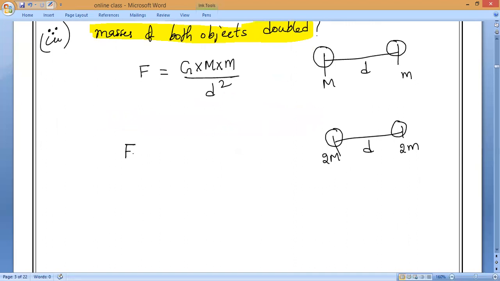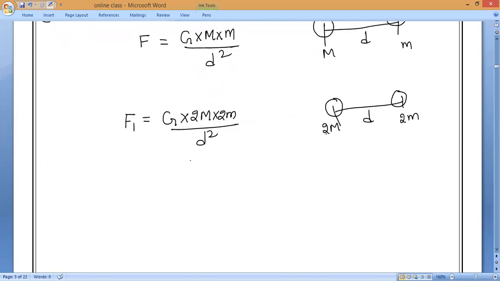So now let me take the new force as F1, which is equal to capital G into M is 2m into another m is 2 small m divided by d square. Now I'll multiply 2 into 2 and write it in front. So 2 into 2 into G into capital M into small m divided by d square.